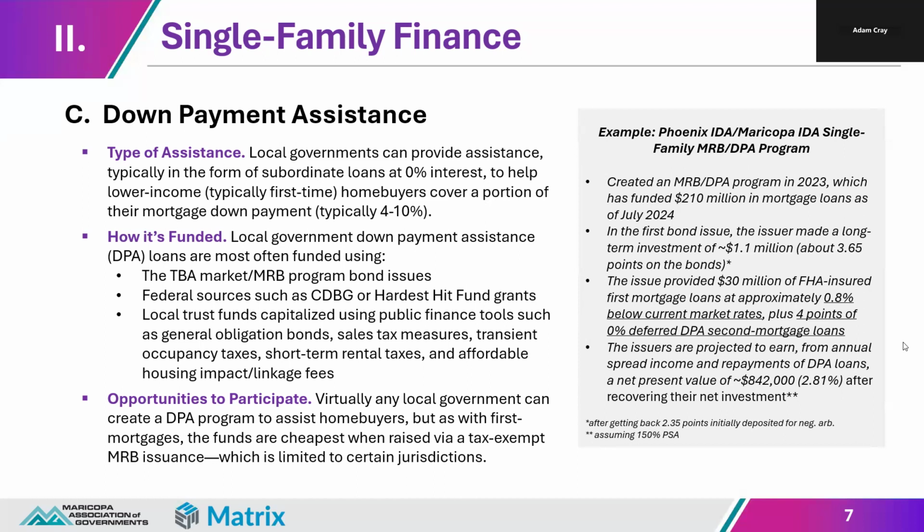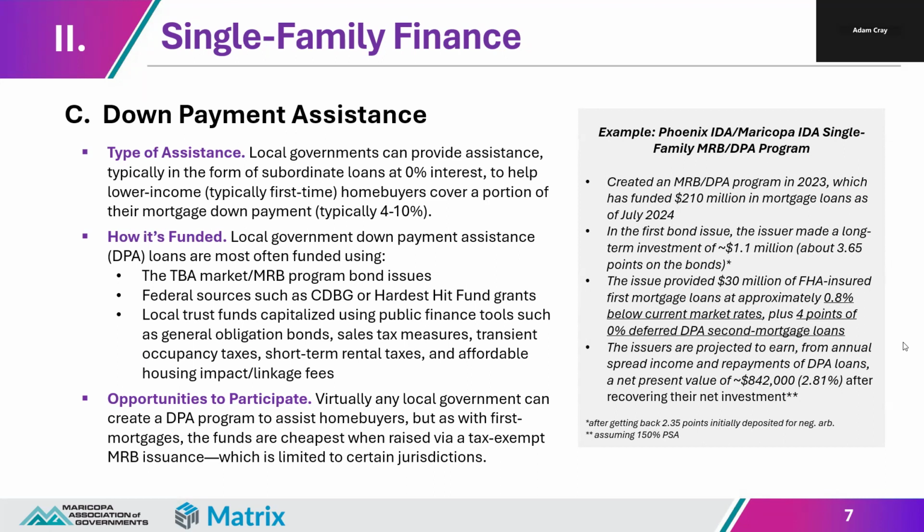Some federal sources for DPA include CDBG and Hardest Hit Fund grants. The Hardest Hit Fund is a source for the state's DPA program in Arizona that goes up to 10%. And CDBG is used heavily by our client in Puerto Rico, particularly disaster relief funds under CDBG, to fund very, very generous down payment assistance loans for low-income buyers on the island.